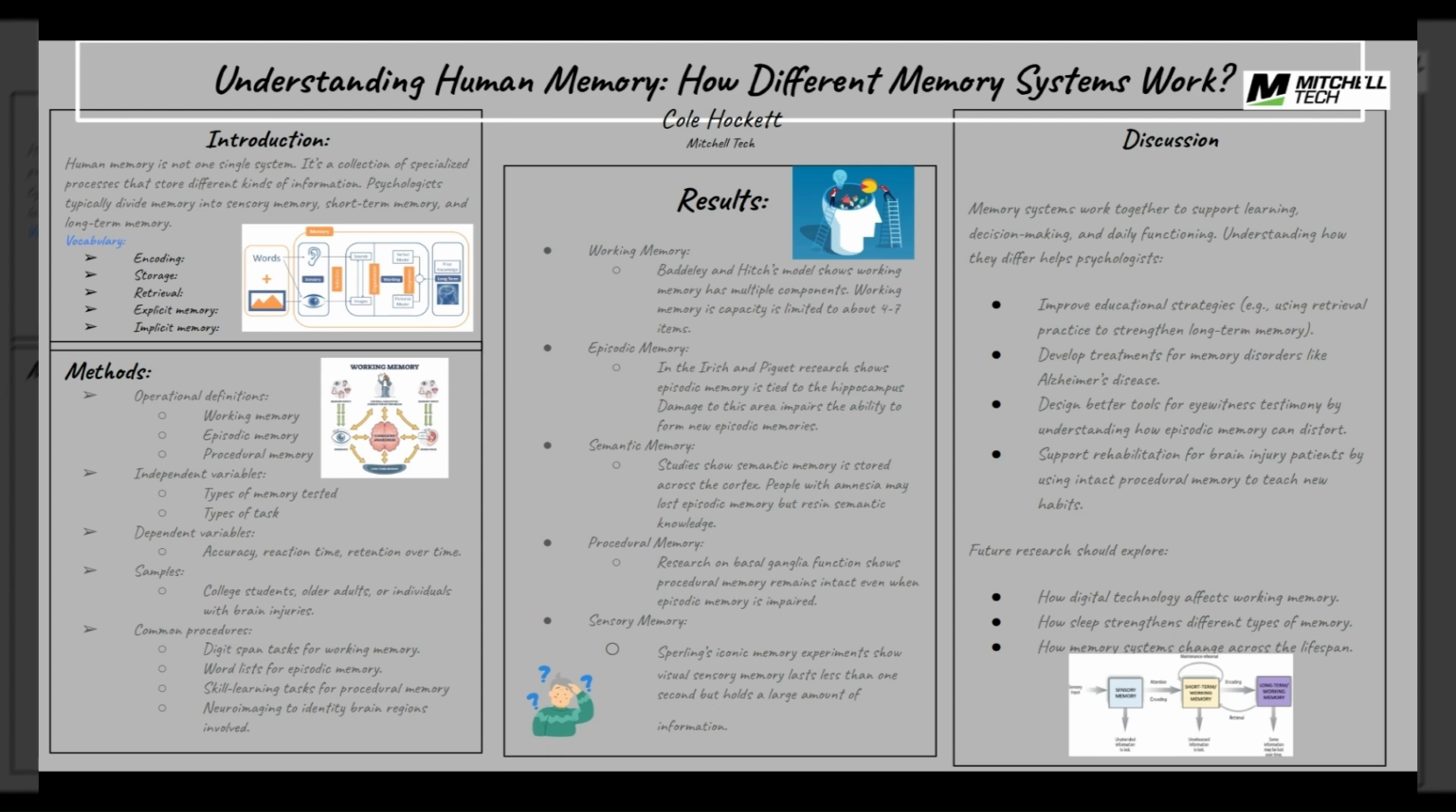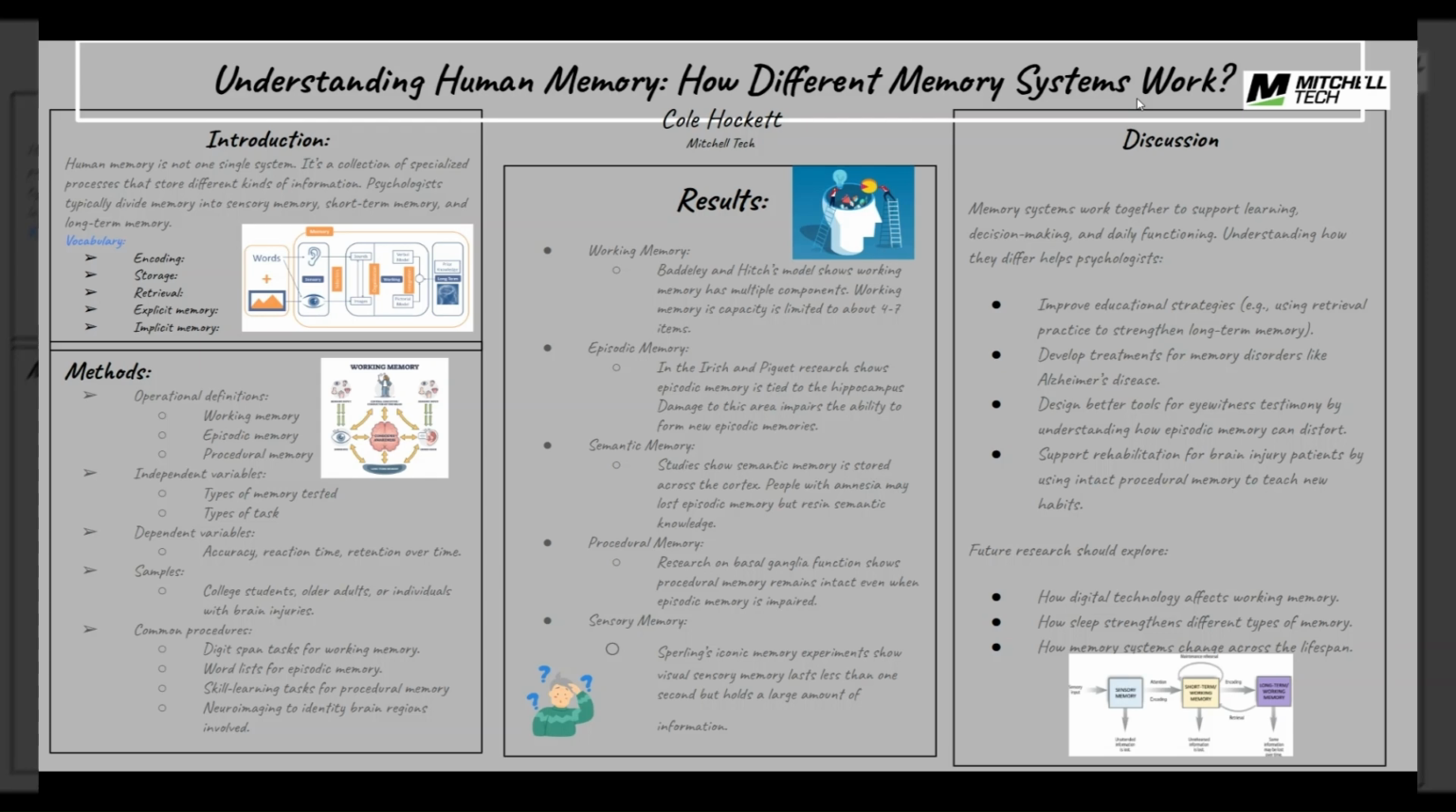Encoding means how information enters memory, and storage is how information is maintained over time. And then retrieval is how stored information is accessed. Explicit memory is conscious recall, and then implicit memory is unconscious skills and habits.